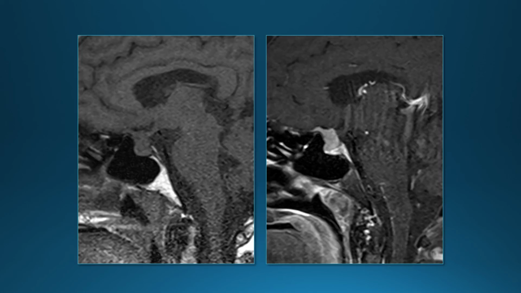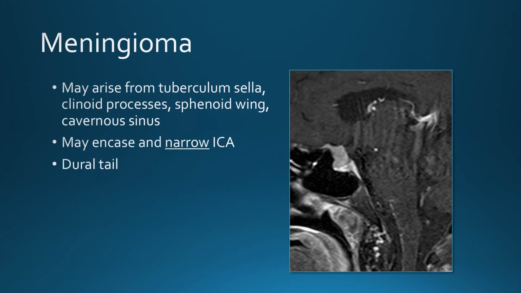On the sagittal image, pre and post contrast, this one you can see a nice dural tail here. So this is a meningioma. This one looks like it arose from the tuberculum sella. They can arise from the clinoid, the sphenoid wing, cavernous sinus.